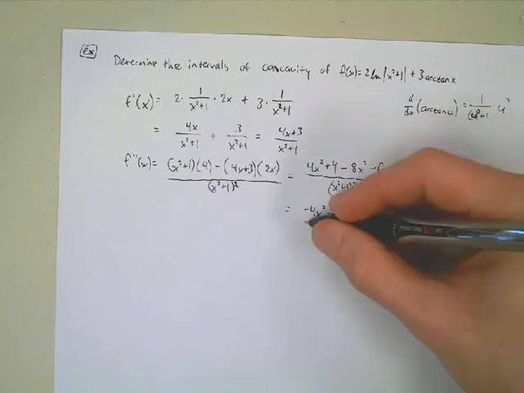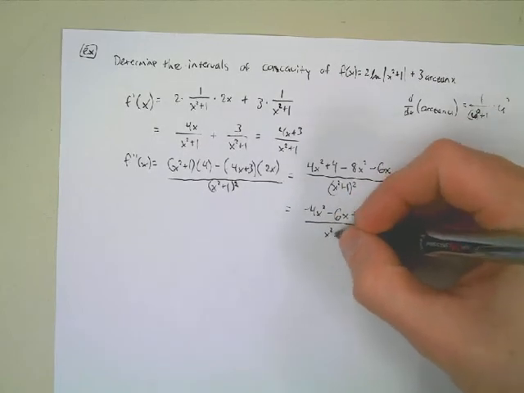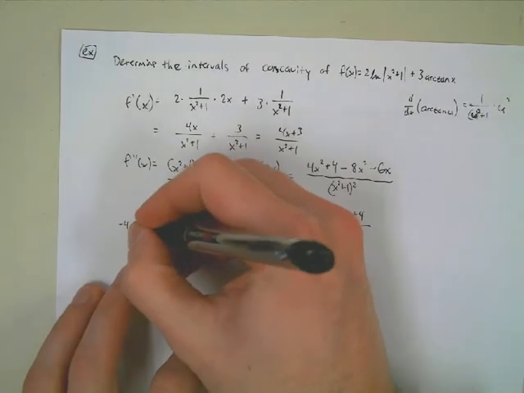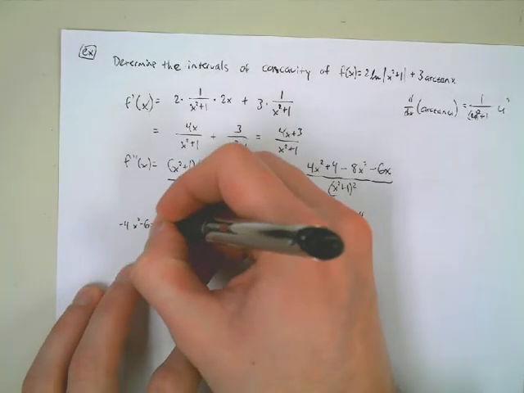So we're going to set negative 4x squared minus 6x plus 4 equal to 0. What else do we want to check? We want to check when it's undefined, right? So x squared plus 1, quantity squared, when does that equal 0?